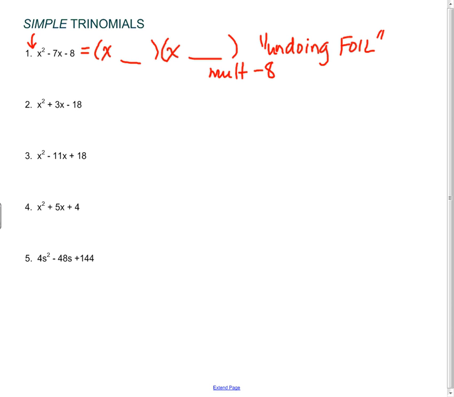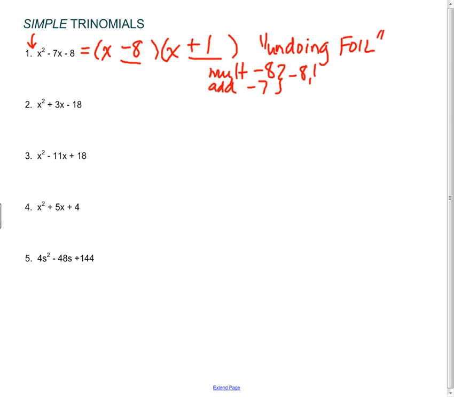So when I do FOIL on these brackets, my lasts will multiply to negative 8. For outside inside, when I do that with my 2 brackets, my outside and inside would need to add to negative 7. So the 2 numbers I need in the brackets multiply to negative 8 and add to minus 7. Minus 8 and 1 work. So minus 8 and positive 1.